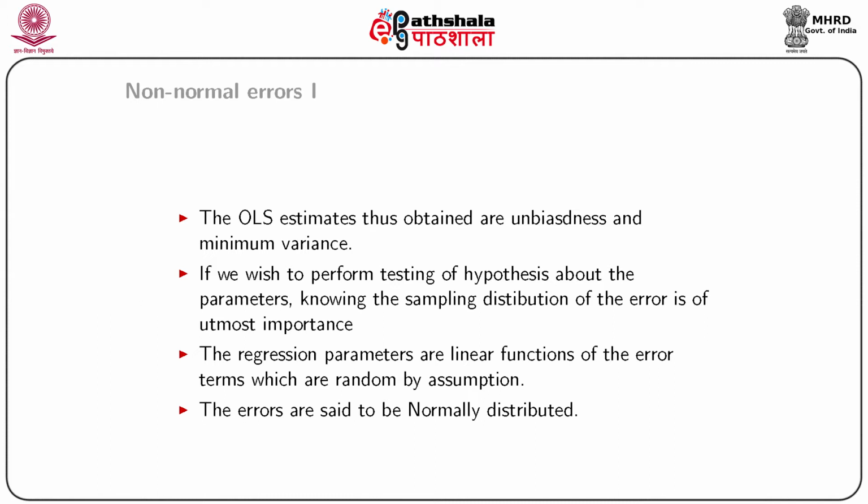The regression parameters are linear functions of the error terms. We have seen in the modules before how we can write the regression parameters beta naught, beta 1 and so on in terms of the error terms, or as linear functions of these error terms. So, an assumption about the sampling distribution of the error term is always useful when we want to discuss the sampling distribution of the regression parameters. So, the errors are said to be normally distributed under normal situation. If they are not, then we would like to make some adjustments or some changes so that we can restore the normality of these errors.